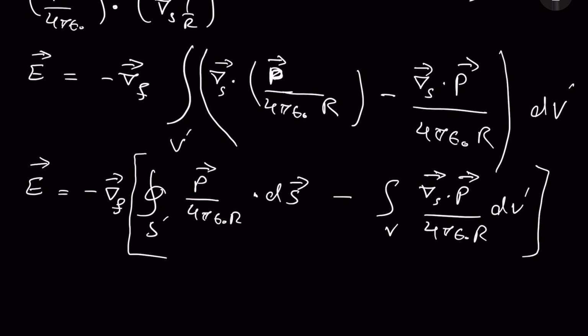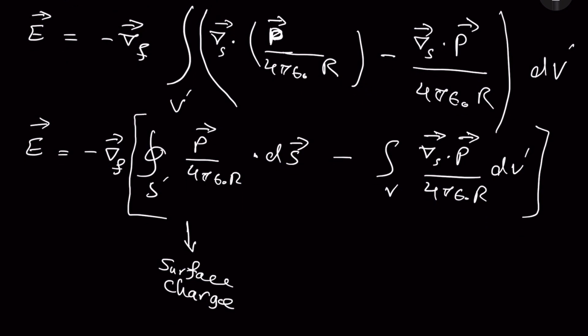All right. So I guess we are done with this potential function and its gradient to get the electric field for what are called bound charges. From the looks of the equations, you can say that these represent surface charges, because the integral is over some surface, so it makes sense to draw that conclusion. And these are, of course, volume charges.